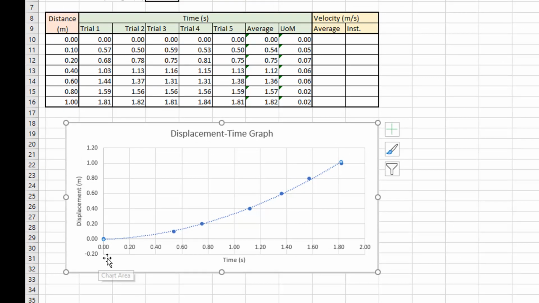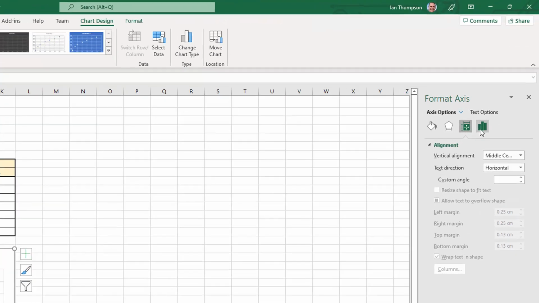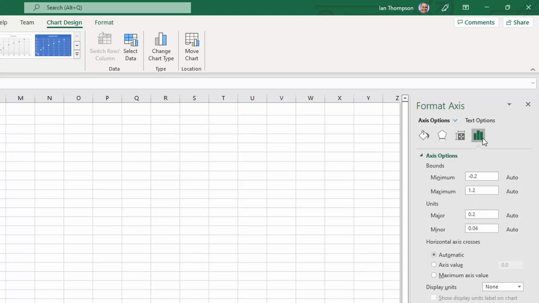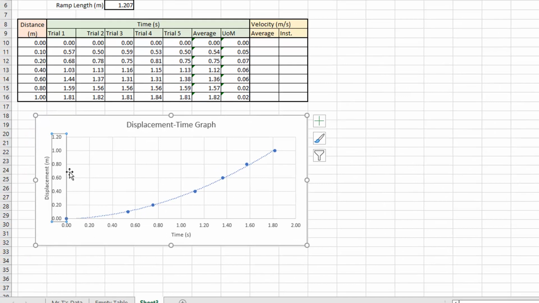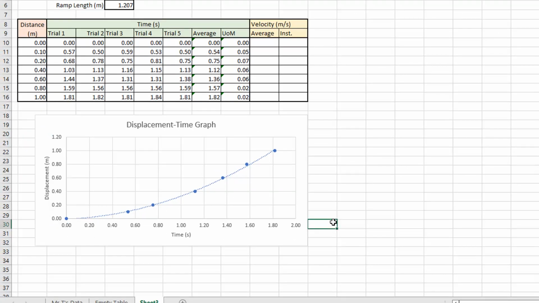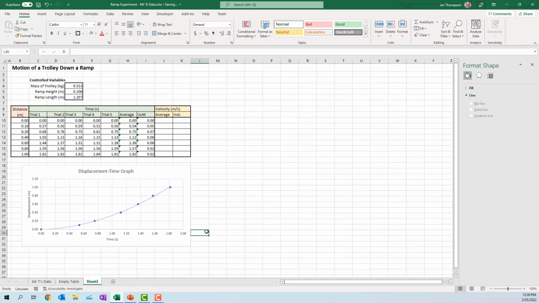Now look at this. Look what it's done. Because that line has probably dropped just below the x-axis, gone into the negative, it's put a negative number here on my axis. I don't really want that. So I'm going to double click on those numbers on my axis, and I'm going to come over here and select Axis Options, and I'm going to set the minimum to 0. There we go, and that's fixed that up for me. Okay, that's a much nicer graph. All right, so that graph's done.